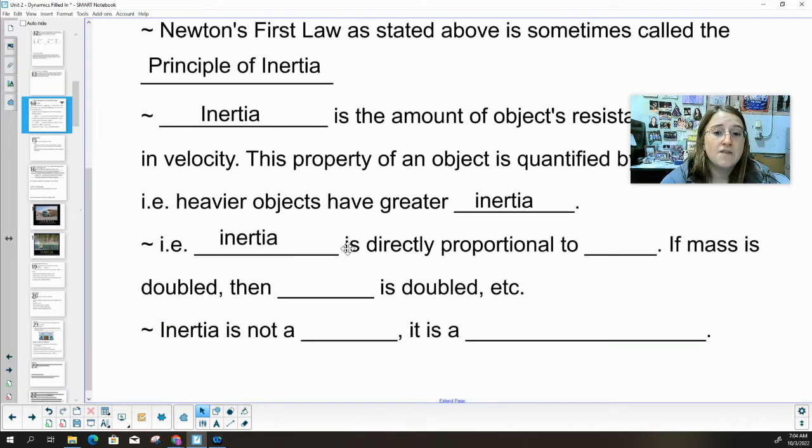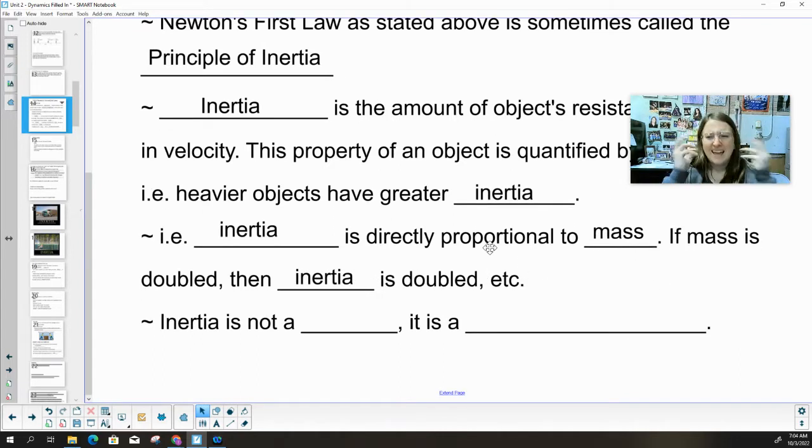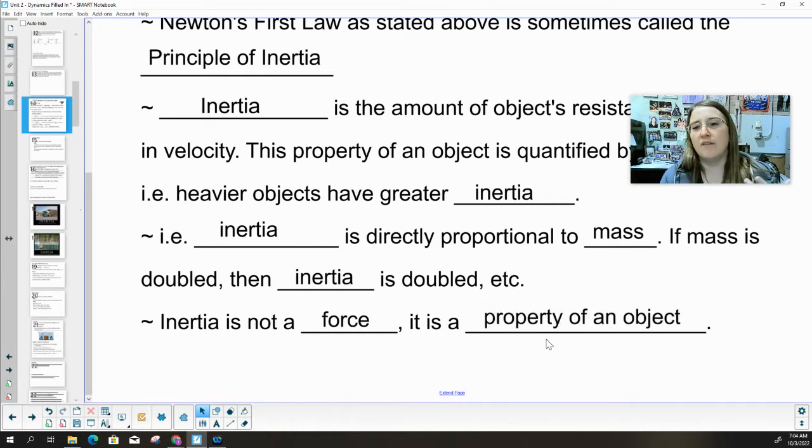But we can say that inertia is directly proportional to mass. So if mass is doubled, then inertia is doubled, etc. But again, the kind of weird thing, though, is that inertia is not a force. It's a property of an object. It's not really a quantity. Again, when we say property of an object, it's like saying, oh, that thing is green or that thing is blue. That thing has a lot of inertia. There's no formula for it. We just talk about it as a property of an object.